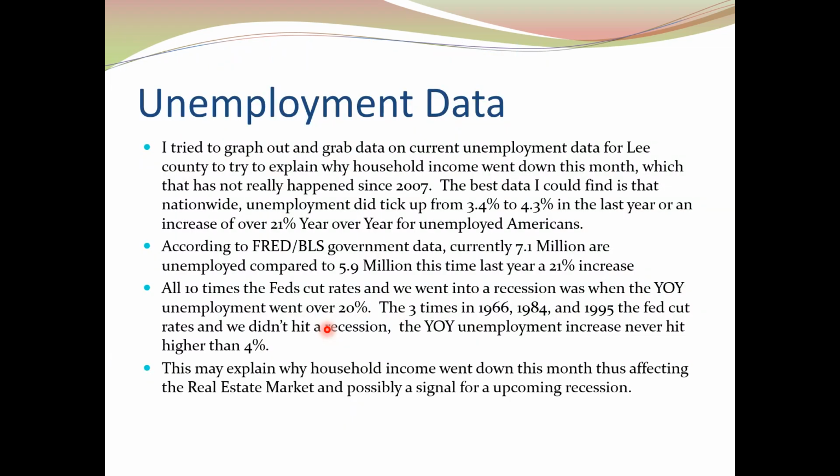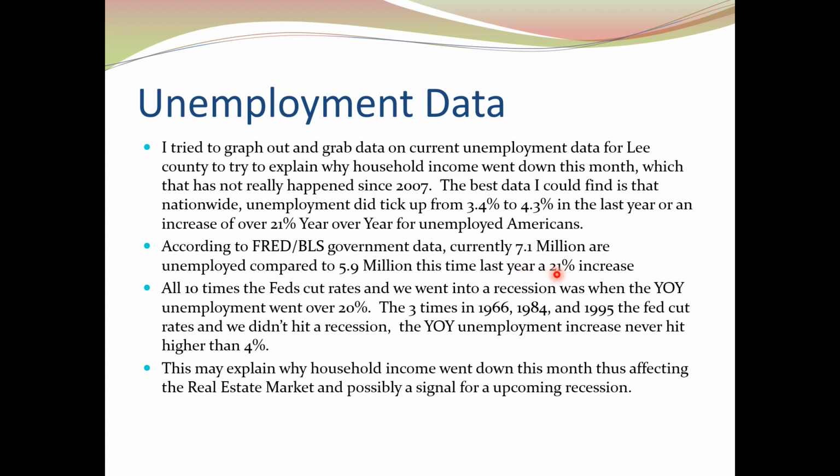Here's what I found really interesting. When you take the 3 years, 66, 84, and 95, that the Fed cut rates and we didn't hit a recession, something that was interesting about those years is that the year-over-year unemployment increase never hit higher than 4%. That means from one year to the next, when they did that rate cut, unemployment had not upticked more than 4%. But 10 out of 10 times that we have had a Fed rate cut and we've gone into recession, we had a year-over-year increase of unemployment of over 20% or more.